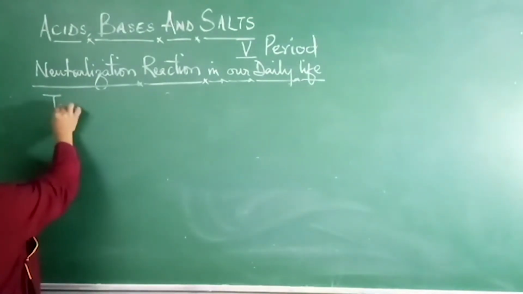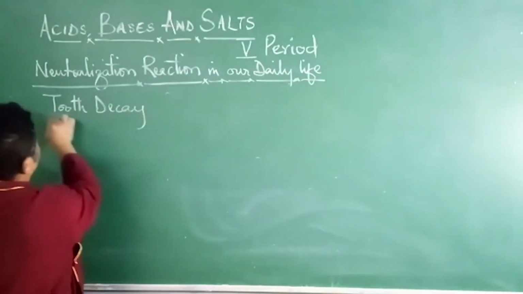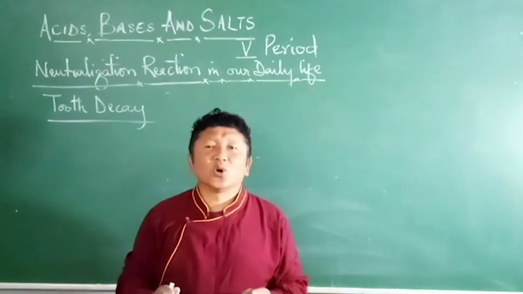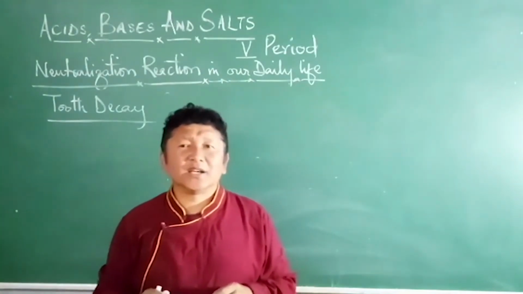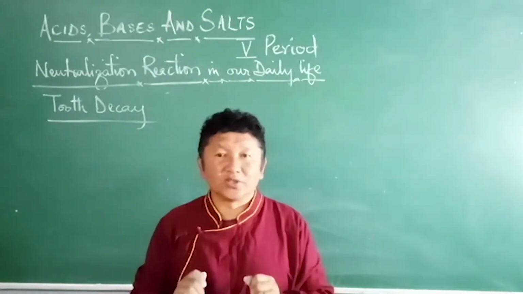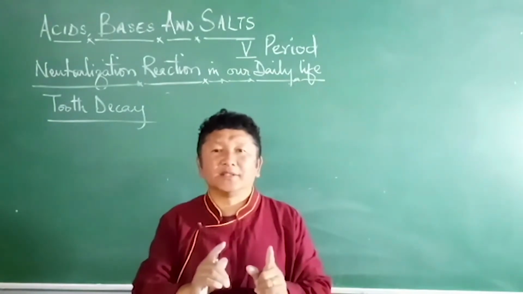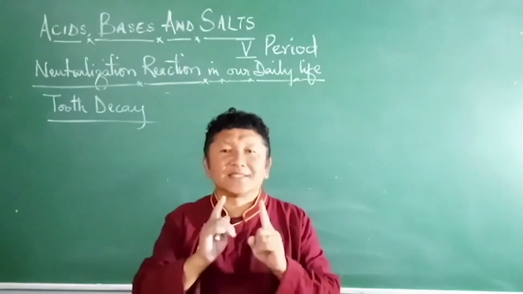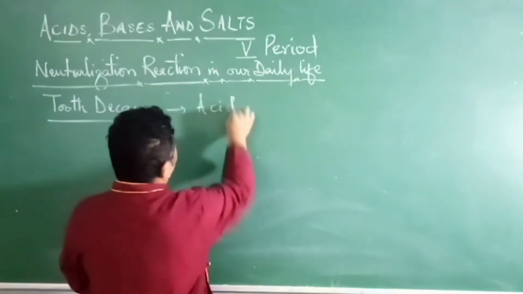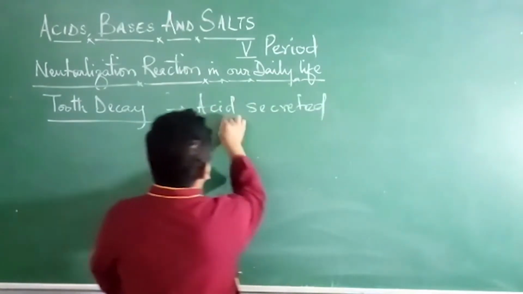Tooth decay. We usually say that tooth decay is caused by bacteria. Bacteria feed on sugar. So this is again wrong information. Tooth decay is caused not by bacteria but by the acid secreted by bacteria.